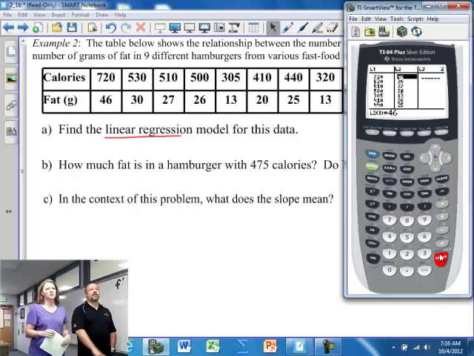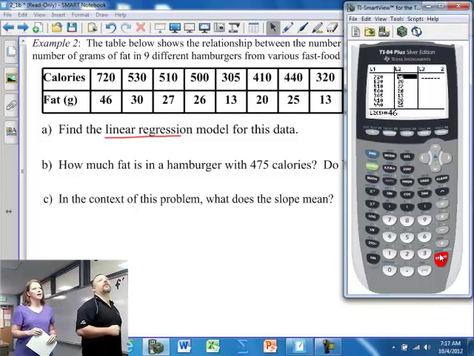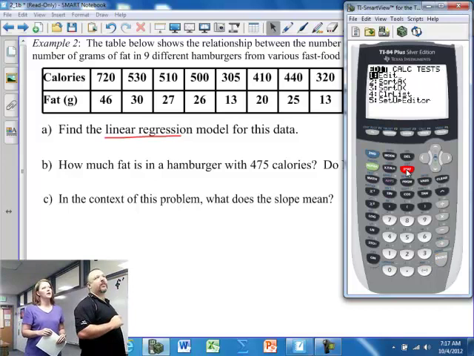So we're going to go ahead and do our linear regression. Stat, and we're going to stat calc, a linear regression, option 4.